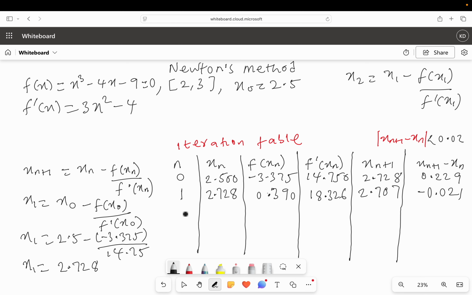So I have to go to the third iteration where n is 2. So I will have 2.707. So still I have to substitute this into this polynomial in order to obtain this value, which is 0.008. Then substitute this into f prime of x, and I will obtain 17.983.